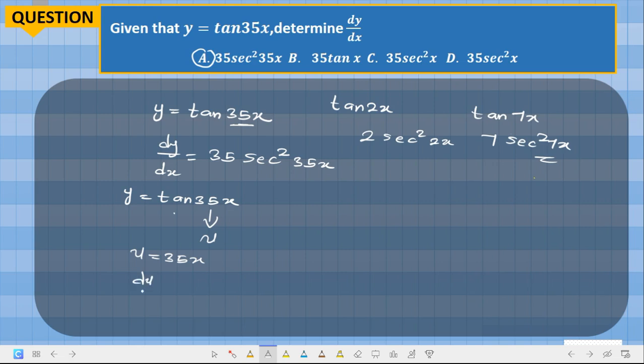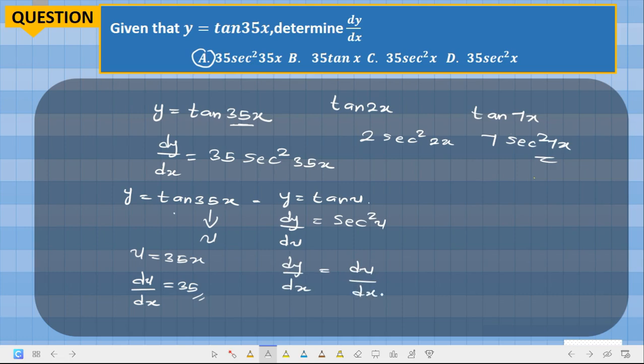Now what will be your du/dx? Du/dx will be the derivative of 35x, what will it give to you? 35, okay? Now if u is equal to 35x, in this equation we can replace 35x with u. We say y is equal to tan u. Now dy/du is equal to what? Sec square u.